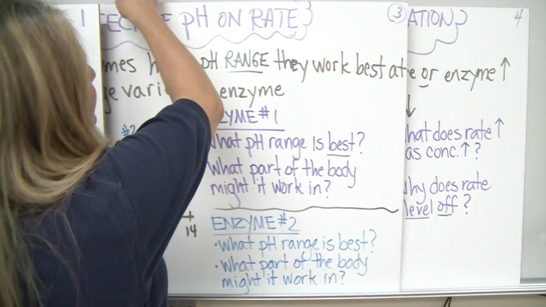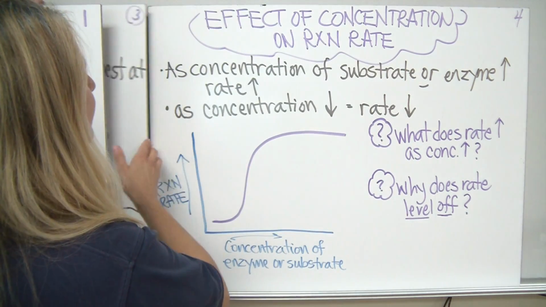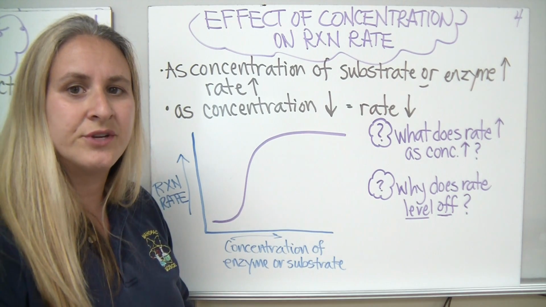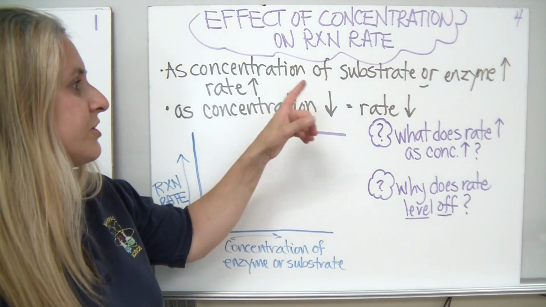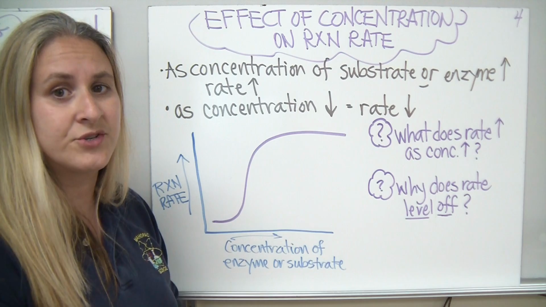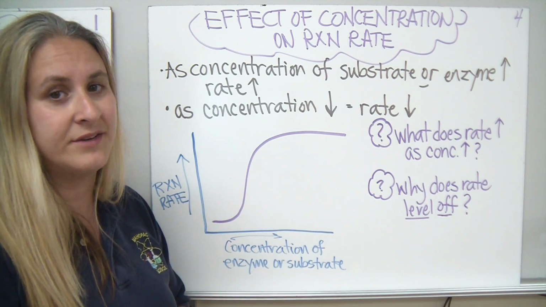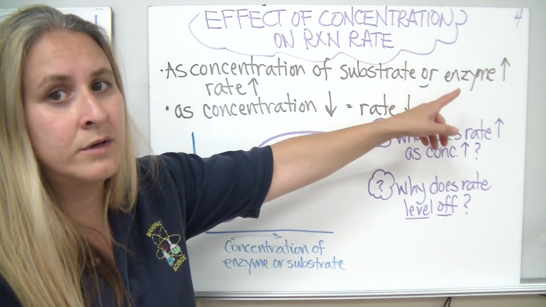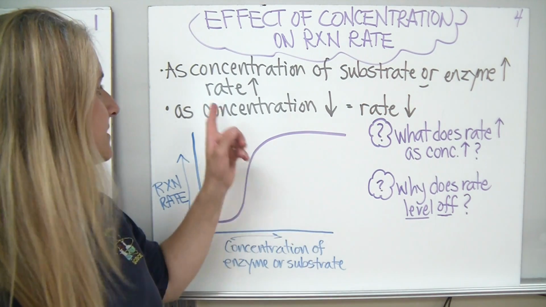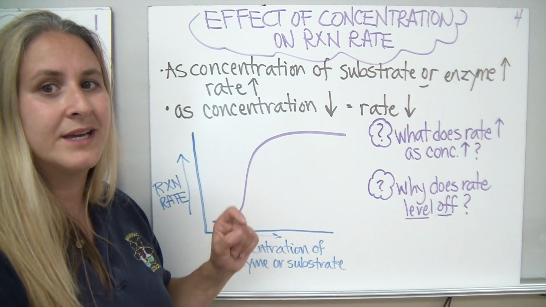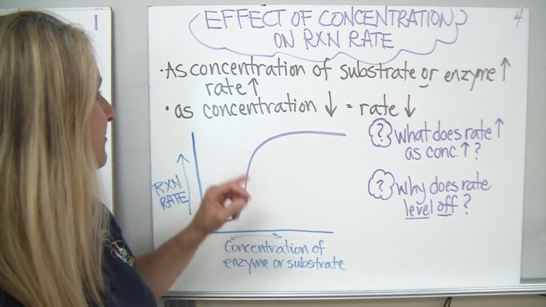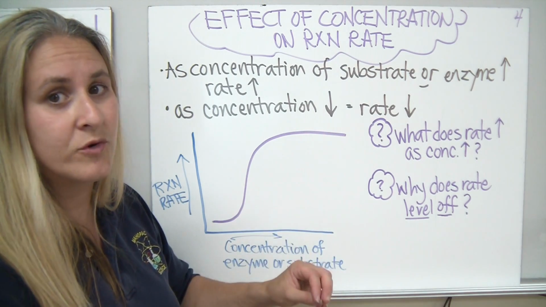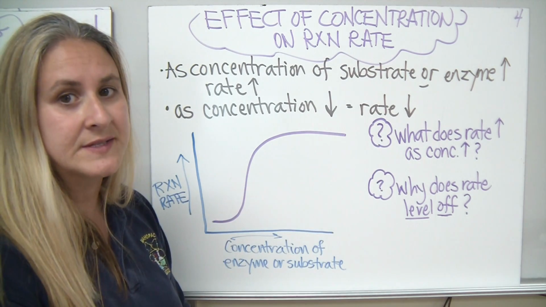The last factor that we need to discuss in terms of effect on rate of enzyme-controlled reactions is concentration. Now, there are 2 different concentrations we can discuss: the concentration of the substrate or the concentration of the enzyme. Either one will have an effect. The rule goes that as concentration of the substrate or concentration of the enzyme increases, the rate will also increase, and eventually it will level off. As the concentration decreases of either the enzyme or the substrate, the rate will decrease.